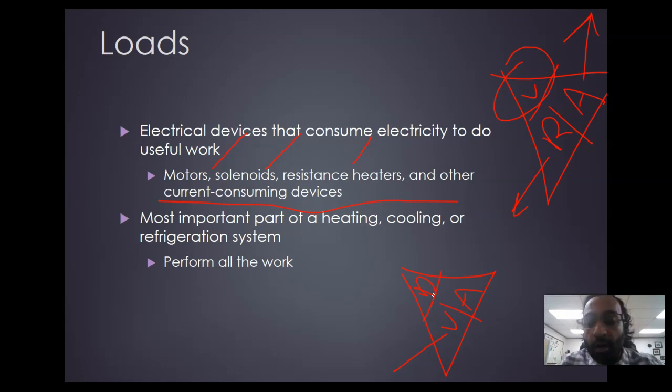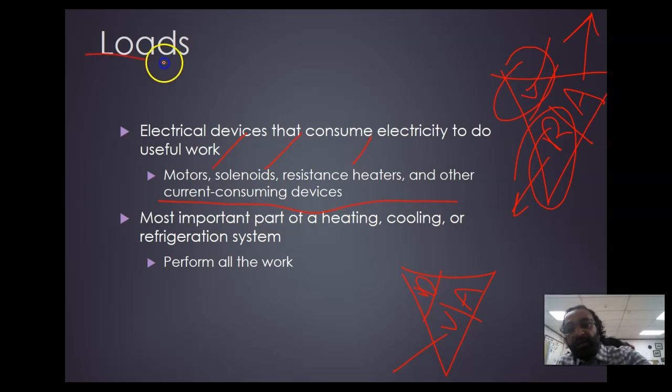Again, I go back to the water example. The water company will bill you based on how much water you consume, not the pressure, right? The pressure is your voltage, so they supply the pressure, and you know your consumption, which is your faucet, your washer, and the current is the flow, how much consumption you're getting. So the most important thing of any HVAC equipment or any electrical equipment is the loads, because this is what you are doing work with.